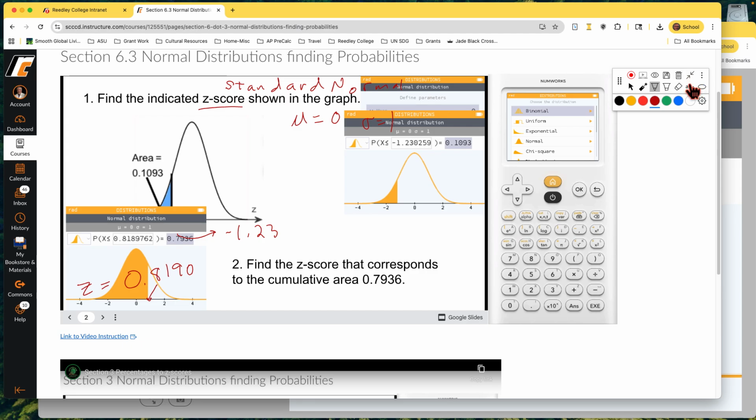Questions so far? Okay. So again, today's lesson, always we're putting in that value, the area, the percentage, and then we're getting either a z-score or a data value. We'll do some with the data value here in just a moment.